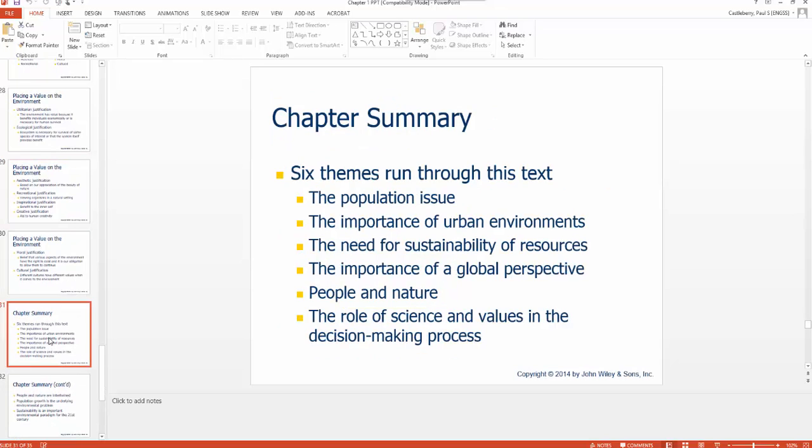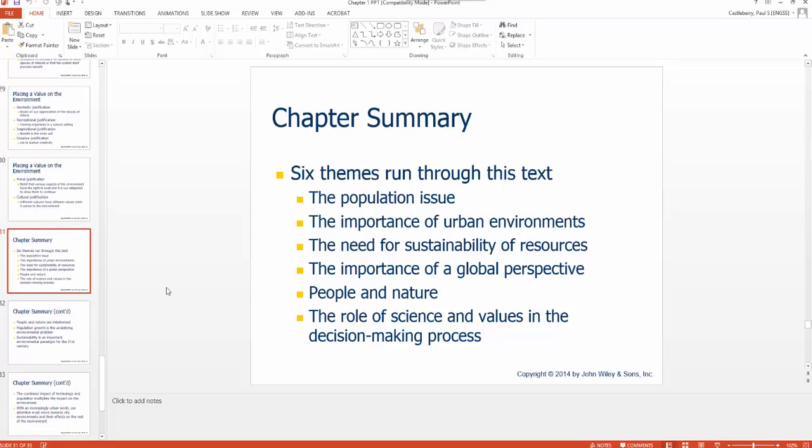So now we've come to the end of Chapter 1. There are 6 themes that really run through this particular chapter. We talked about the population issue in terms of how that creates stress and strain on our environment. We talked a little bit about the importance of urban environments. We see their population growth is beginning to concentrate itself in those particular areas. And as our population continues to grow, like I said, that creates stress and strain on our resources.